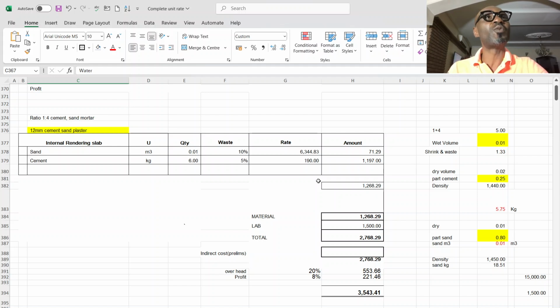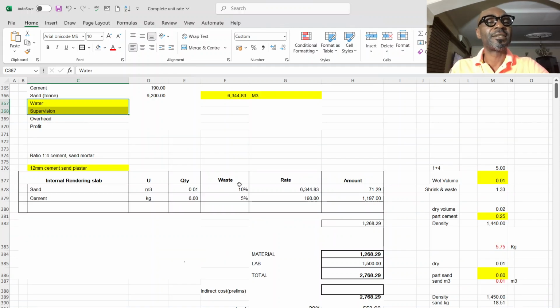The equipment like the mixer that will mix the mortar, if you're not allowed to hand mix, that equipment as well is important for the job to be done fast. So these are all under preliminary, under indirect. So that will be built and then incorporated to now have an all-in rate.